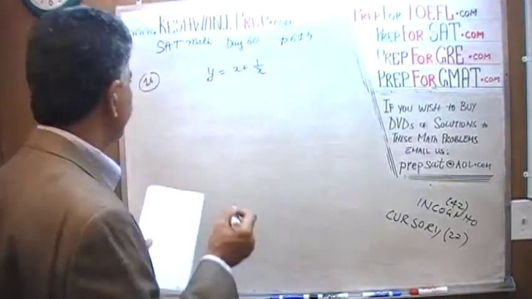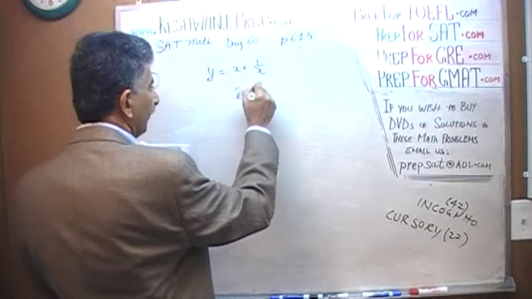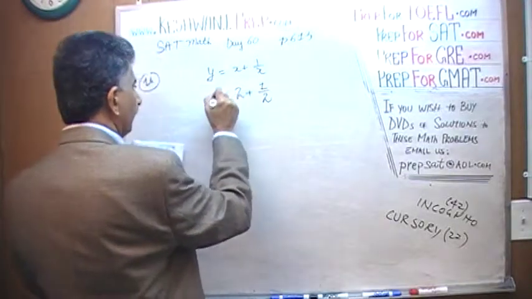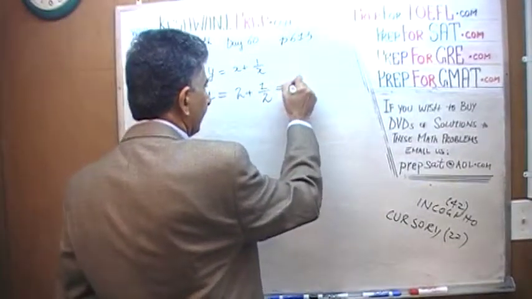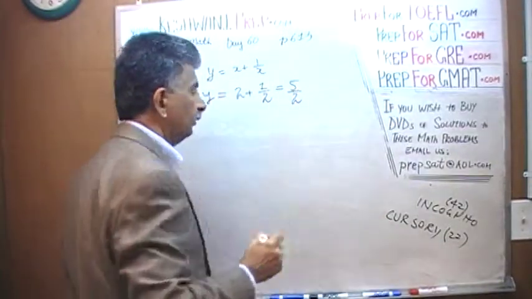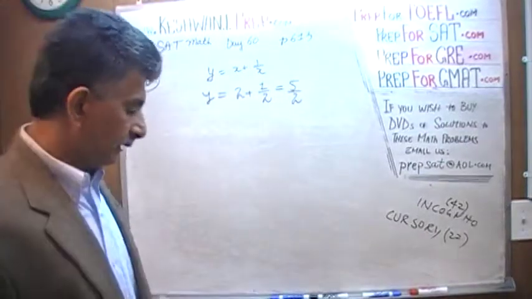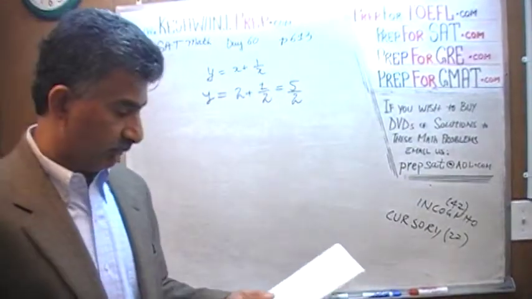So let's plug in 2. Let's pretend that x is 2. If x is 2, then y turns out to be 2.5, which of course is the same as 5 over 2. Well, two things we notice here. First thing we notice is that y is not an integer.